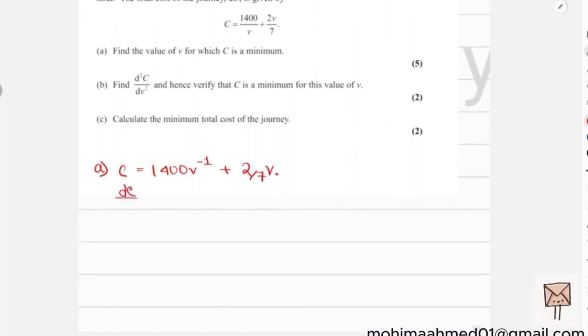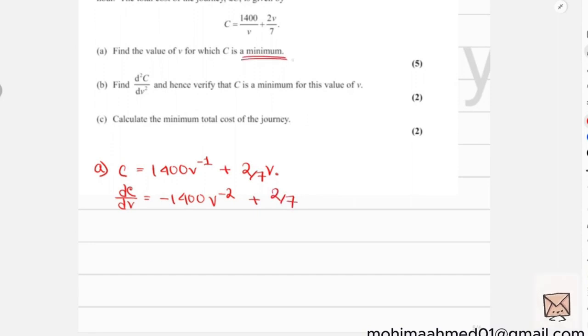We can obviously calculate that. For part A, I'll write c in terms of powers because I cannot differentiate when fractions get involved. So now we have 1400 v to the power of negative 1 plus 2 by 7v, which is going to be dc by dv. That's negative 1400, because the negative 1 comes in front and gets multiplied with 1400. So with the power of minus 2, because we subtract 1 from minus 1, and this one will be 2 by 7.